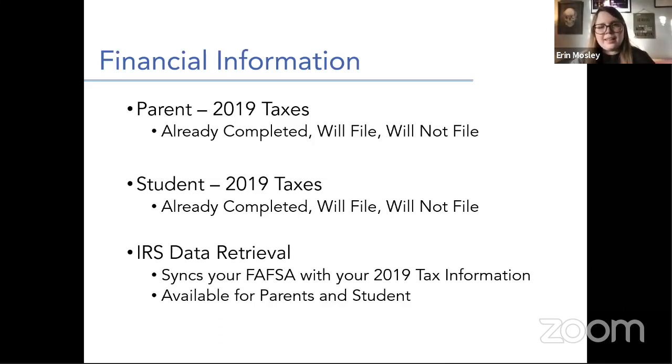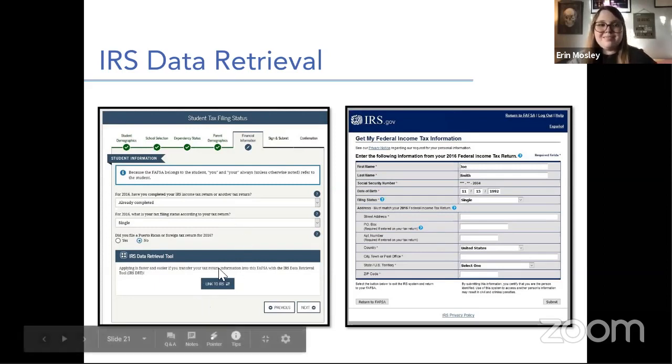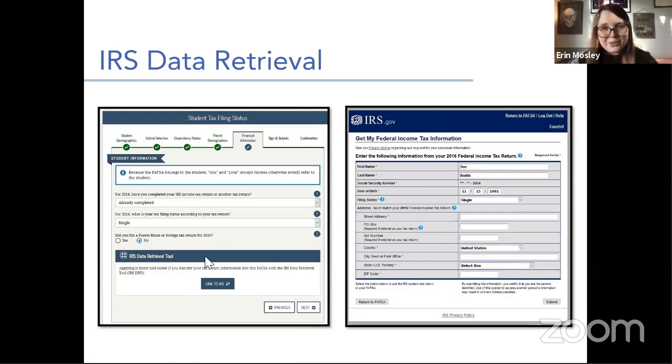I think, Nathan, if you would go next. So this is a picture of what it looks like. Don't ignore the year on here because it looks like it's for 2016, but actually you're doing your 2019. So on here, already completed, you're going to put the filing status. Did you file a Puerto Rican tax return? And then the question will pop up with the IRS data retrieval tool. So you're going to click on the link to the IRS and it's going to give you a little notification that you're leaving FAFSA's website and take you to the IRS site.